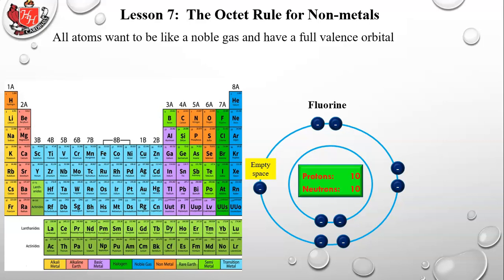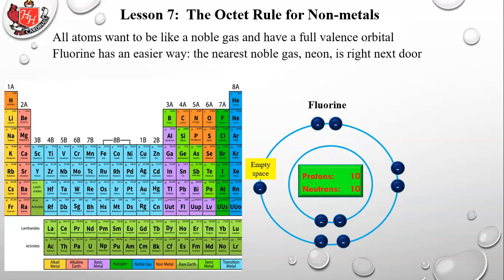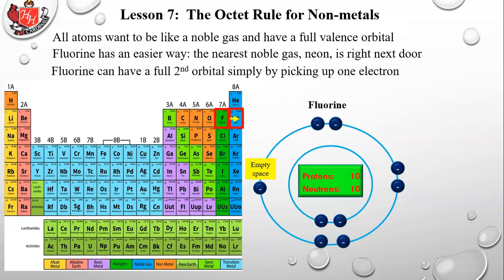So all atoms want to be like a noble gas and have a full valence orbital, full outer orbital. Fluorine has an easier way. The nearest noble gas is neon right next door. So if you look at F, the nearest noble gas is right next door, neon. So fluorine can have a full second orbital simply by picking up one electron.